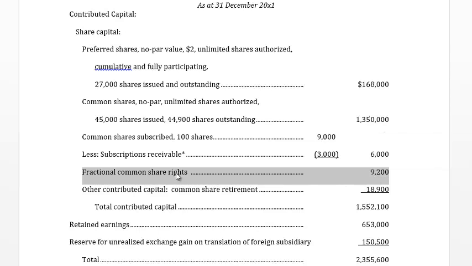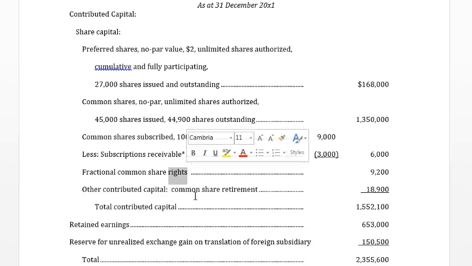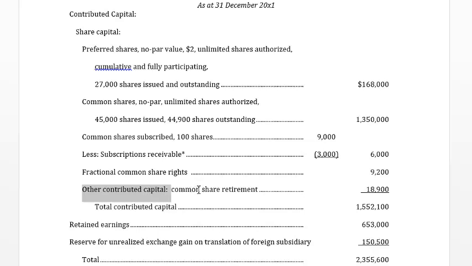Okay, so those rights again are things that trade in the marketplace, and you can buy them in order to shore up your ownership share so that you can get a full share or more than a full share, if you wanted to buy rights in order to get more shares when you decide to exercise those fractional share rights. All right.